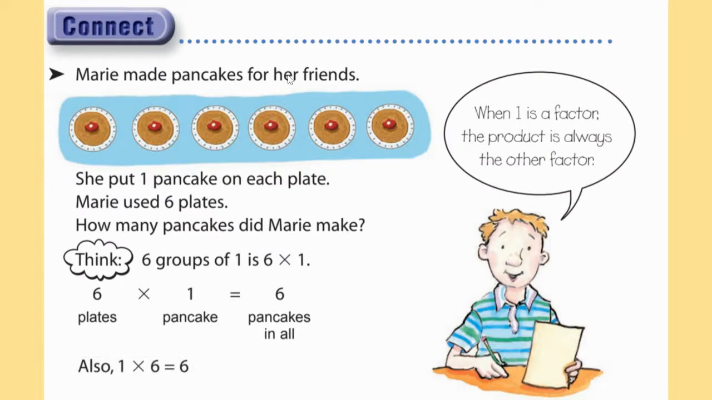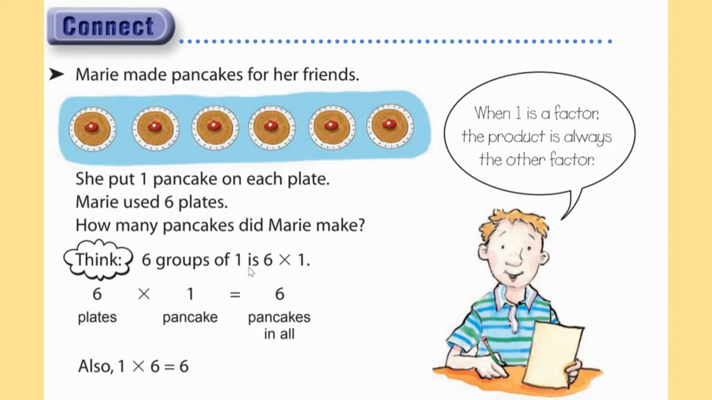Marie made pancakes for her friends. What a nice girl. She put 1 pancake on each plate. Marie used 6 plates. 1, 2, 3, 4, 5, 6. How many pancakes did she make? 6 groups. So each plate is 1 group. And there's 1 pancake on each.